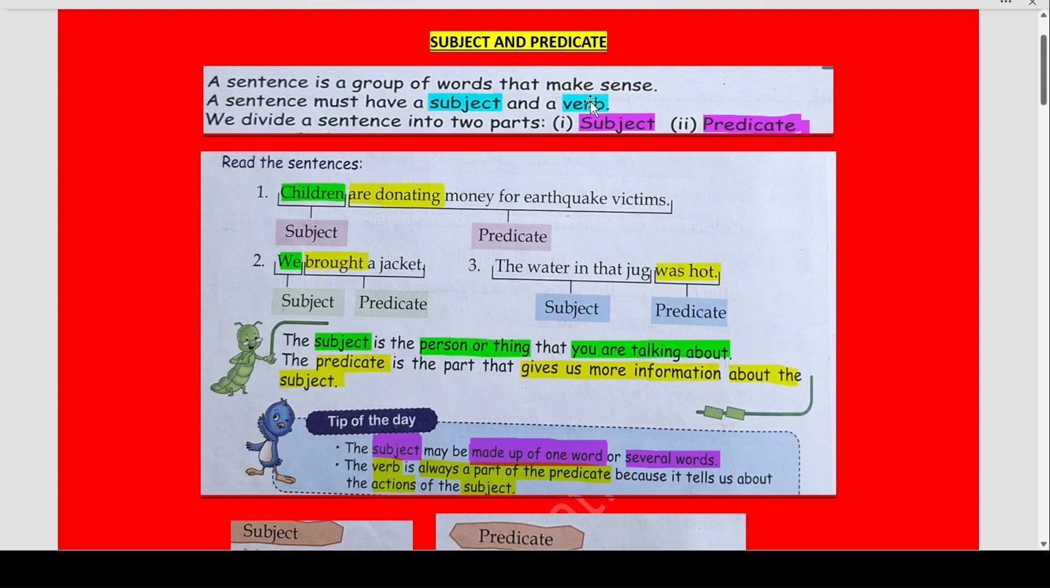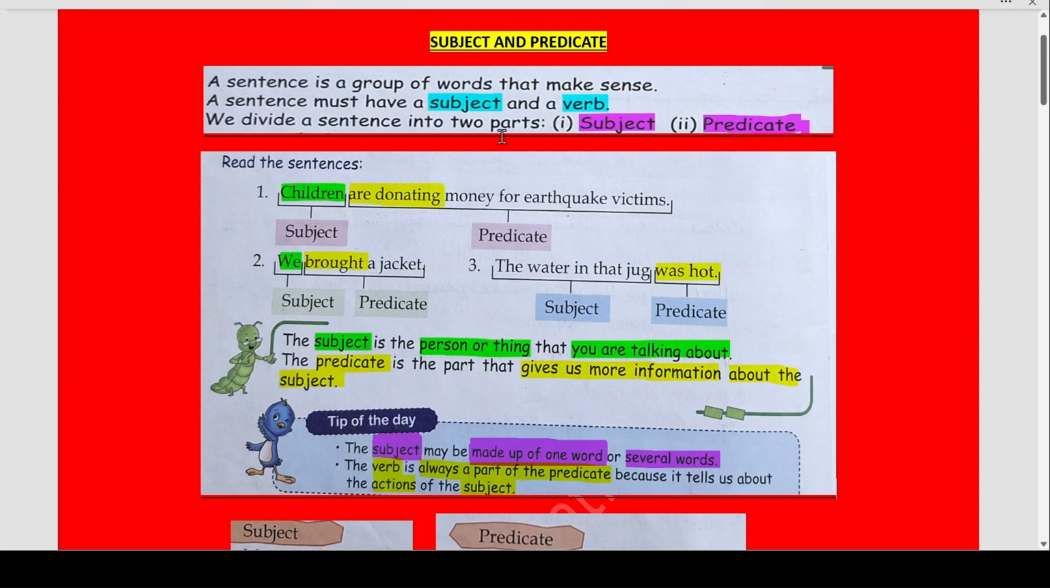Now, any group of words will not be called a sentence. Why? Because that sentence has to be arranged in such a way that it makes sense, that we can understand what the sentence is trying to convey. Now, every sentence must have a subject and a verb. What do you understand by subject and what do you understand by verb?